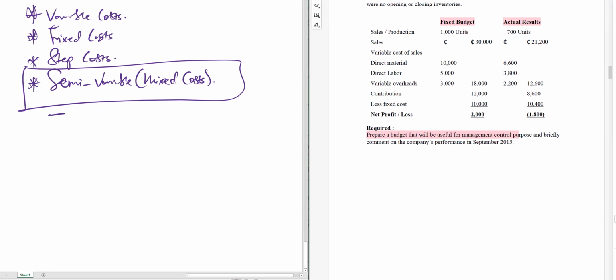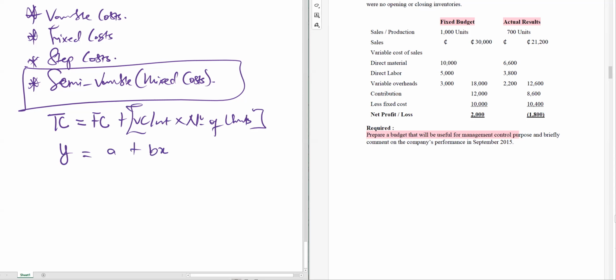Now, with semi-variable cost, we already know that total cost is equal to fixed cost plus our variable cost per unit times the number of units. Do you remember we wrote this down? And we came up with a total cost equation, and we said this is the same as y equals a plus bx, where x is the number of units.